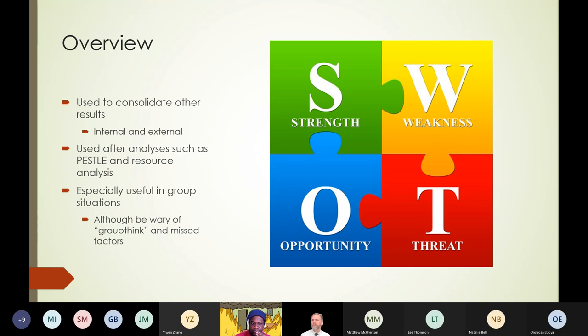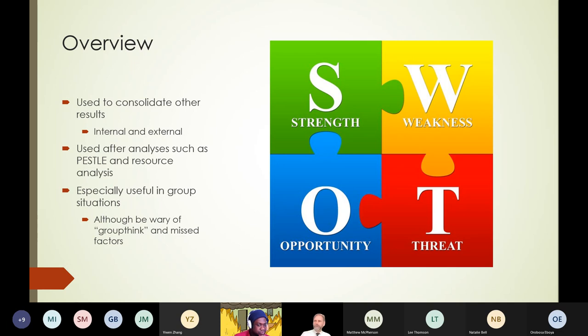So once we have looked at all the internal and external factors using our CATWO and our PESEL and our Boston Box and all that kind of stuff, once we've got a clearer understanding of everything to do with the business, we can start to categorize things. We can start to think about these four headings and where our business lies in each of those.